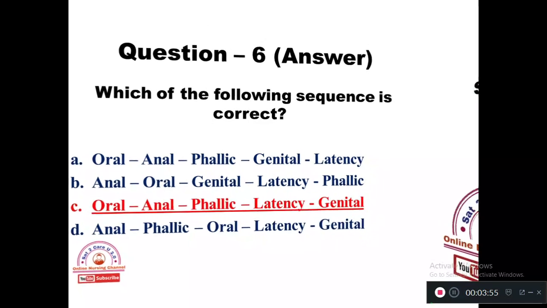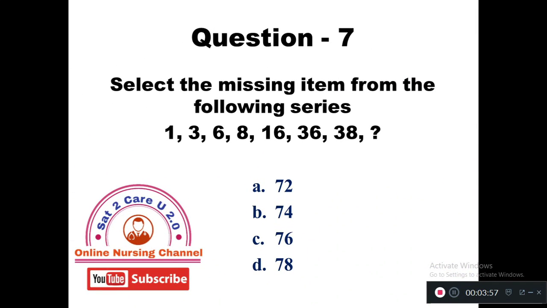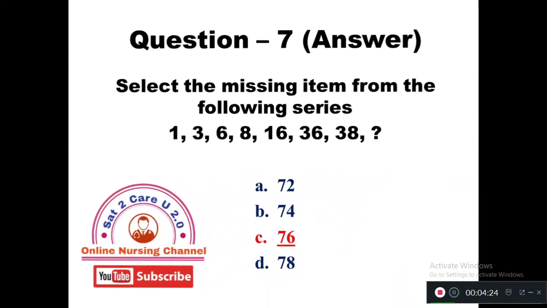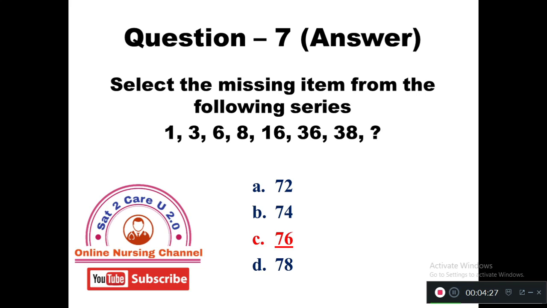Question number 7. An aptitude question related to numerical. Select the missing item from the following series. See the series correctly and you can find which number is missing. 1, 3, 6, 8, 16, 36, 38, and which number should come after 38. First let's see the answer, then we will go for how to solve it. The answer is option C, 76.